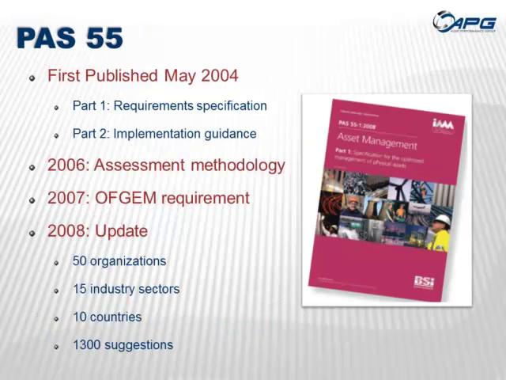PAS itself dates back to around May 2004. It was first released with two parts. Part 1 deals with the requirements of the specification itself, and Part 2 is an implementation guide, which helps users understand what they need to do were they interested in becoming certified. Assistance in that was developed in 2006 with an assessment methodology that assessors could employ, providing some gradient value back to the group being assessed and helping them along their way to certification.